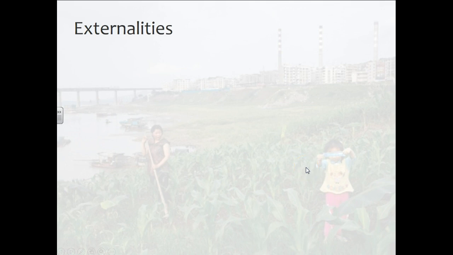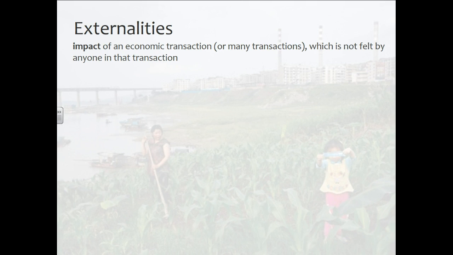Okay, so let's start with externalities. Externalities are defined as the impact of an economic transaction or a series of transactions which is not felt by anyone in that transaction. Don't get tripped up on the long word here. Externality refers to an external impact. When you make a decision to buy or sell something, both parties are involved. Anything that happens to anyone not involved in that decision, that's an externality.